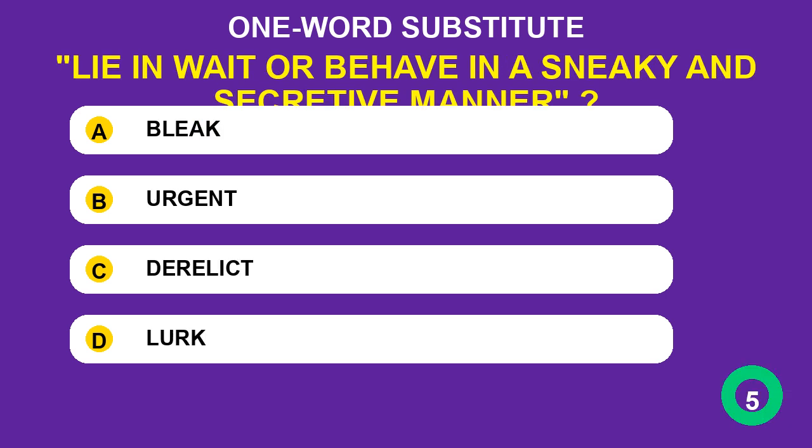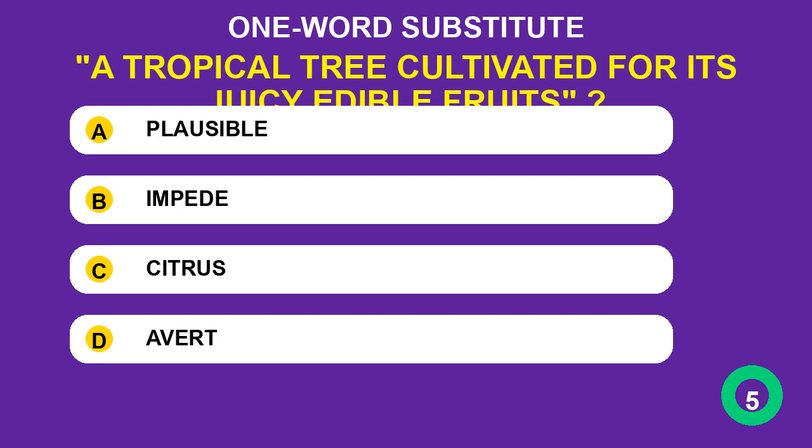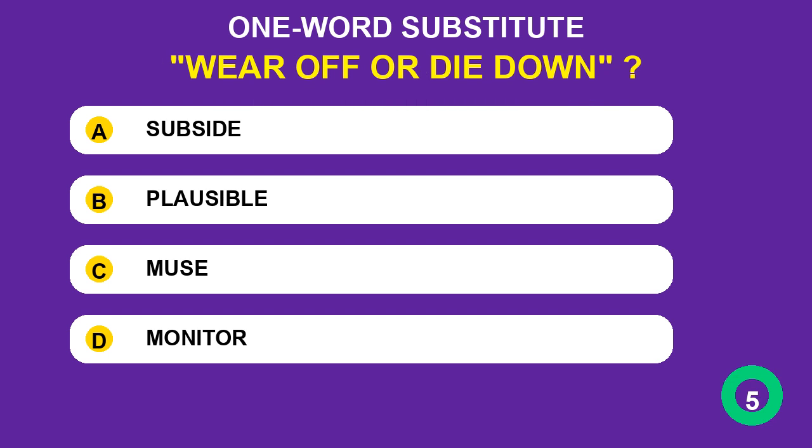What is the one word for, lie in wait or behave in a sneaky and secretive manner? The correct answer is lurk. What is the one word for, a tropical tree cultivated for its juicy edible fruits? The correct answer is citrus. What is the one word for, wear off or die down? The correct answer is subside.